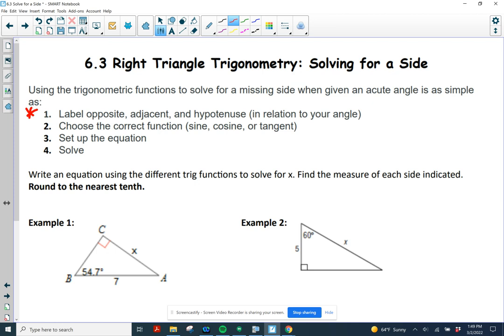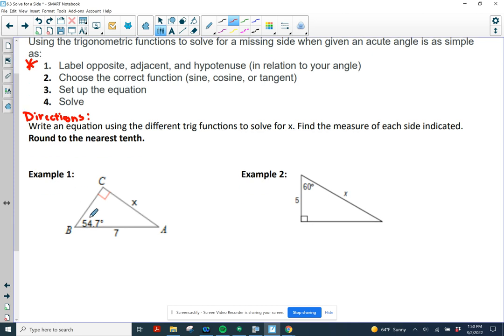So we're going to do 4 examples. We're going to write an equation. These are our instructions, right here are the instructions for our examples. Write an equation. Maybe I'll write that over here. These are our directions on these examples. We have to write an equation using a trig function to solve for the x. And then we're going to find the measure of the side indicated, and we're going to round our answers to the nearest tenth. Okay, so let's do example 1.